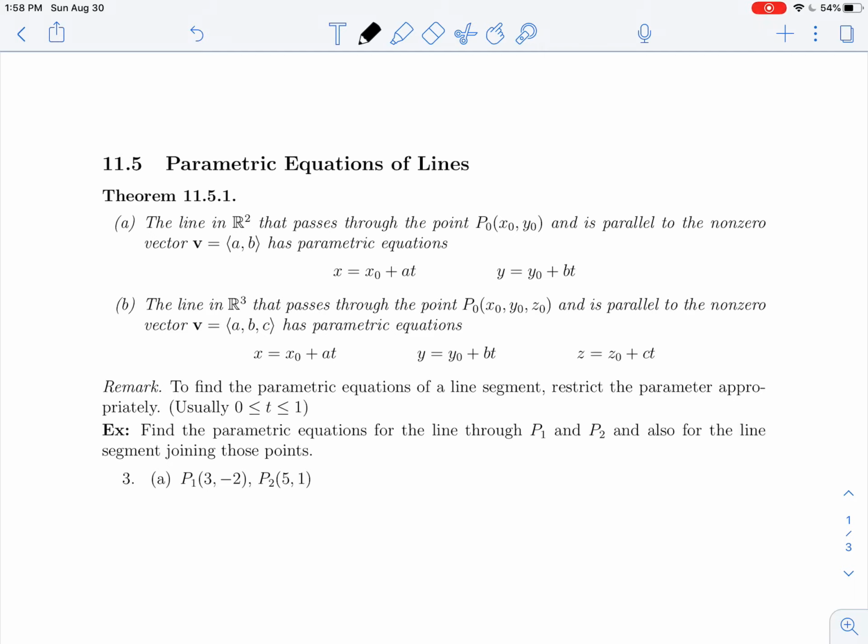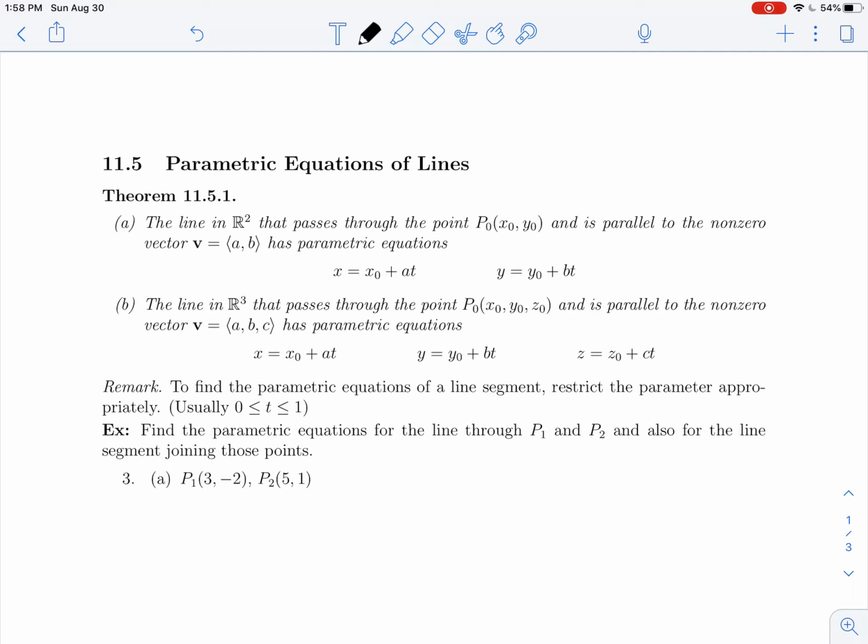You might recall back in Calc 2, before we talked about polar coordinates and polar equations, we began with parametric equations. So this should look somewhat familiar from Calc 2. However, we're going to generalize things into 3 dimensions rather than 2. Let's get started first with theorem 11.5.1.